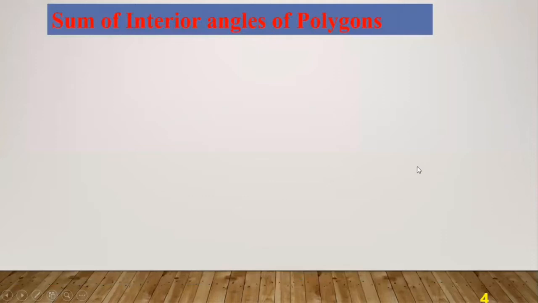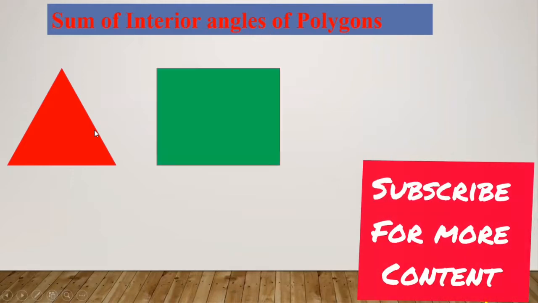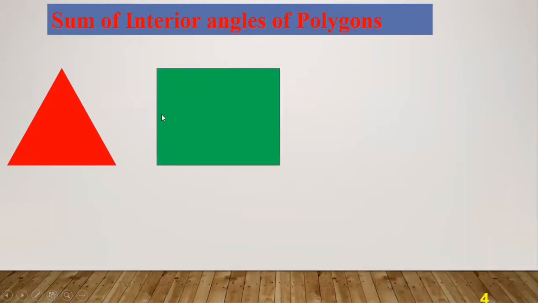So let us find out the sum of interior angles of a polygon. First, this is the first polygon. It has three sides and we call it a triangle. Okay, and we all know that the sum of the angles of a triangle is always 180 degrees. Now if I take another polygon with four sides, what is it called? It is called a quadrilateral. A four-sided polygon is called a quadrilateral. Now this quadrilateral can be divided into how many triangles? It can be divided into two triangles.